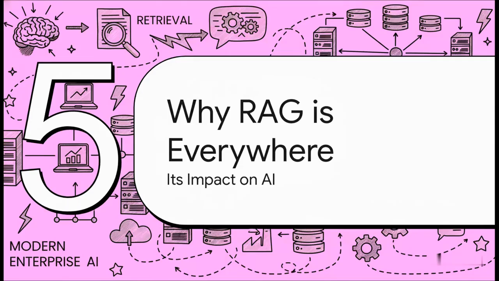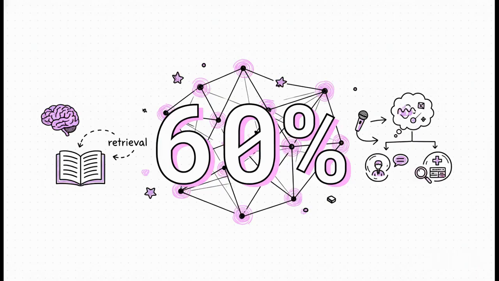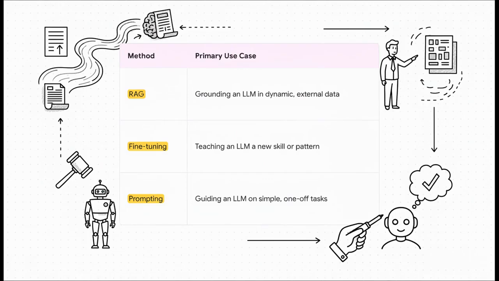Okay, so this brings us to the big question. Why has this one specific technology gone from a cool research idea to the absolute backbone of modern AI in the enterprise world? Well, this number really says it all. Industry estimates suggest that a huge majority, something like 60% of real-world production-grade AI apps are built using RAG. This isn't just hype. It's the proven, practical, go-to way to build reliable AI that can handle custom, private information for just about anything. And this table just makes it crystal clear why RAG is so essential.